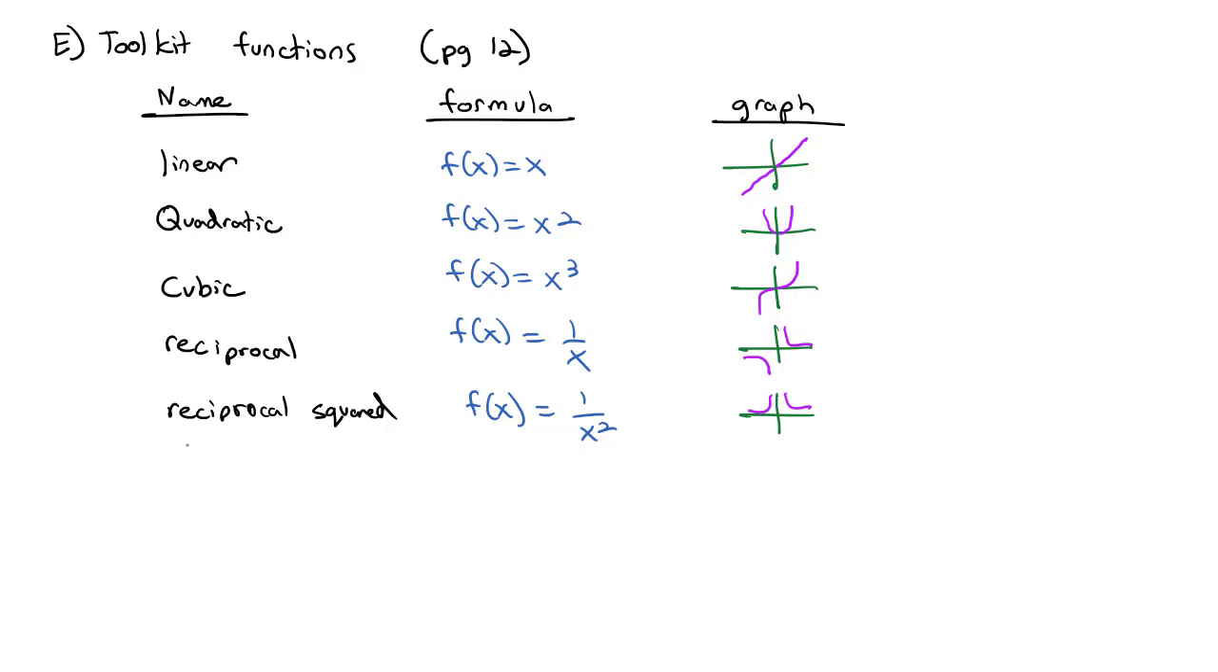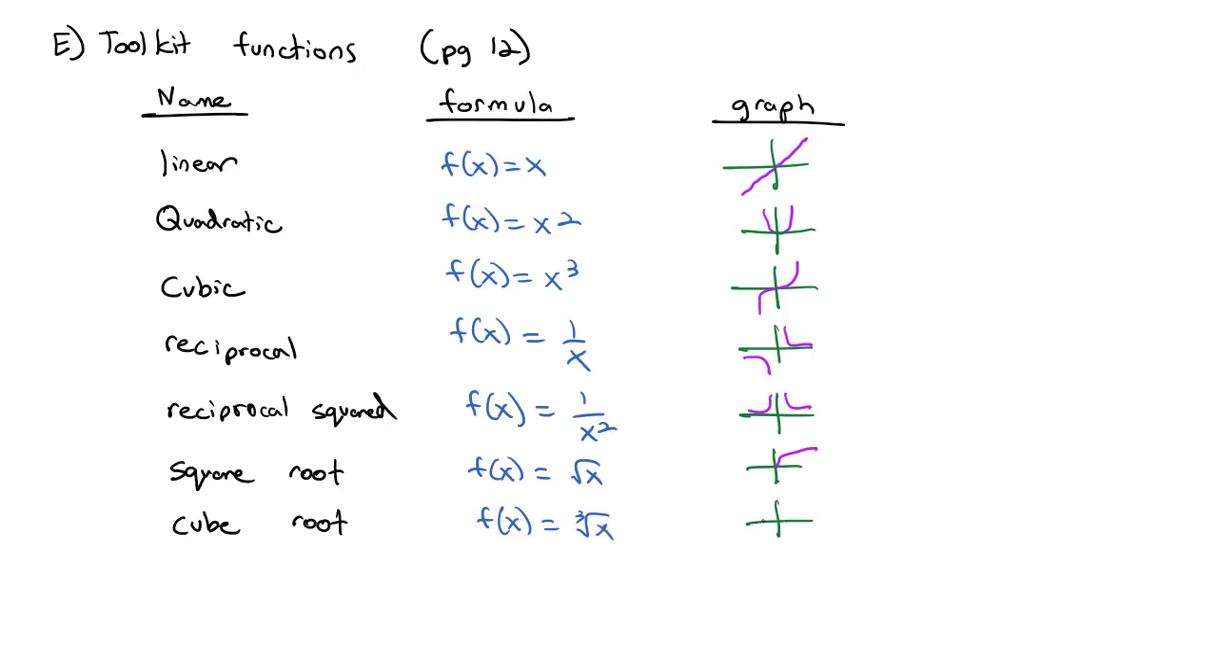Another graph we might want to know, another function, is the square root, which is f of x equals the square root of x. And that function starts at 0 and just comes up with a curve. There's the cube root function, which is f of x equals the cube root of x. And that one, it's kind of like the cubic, but it comes in from the side and goes out on the side.